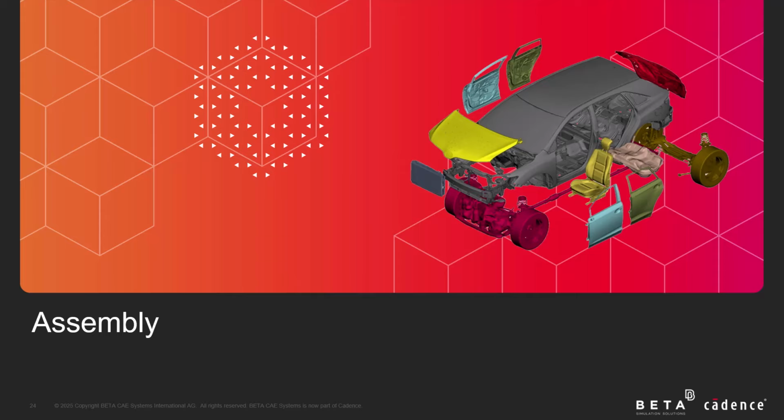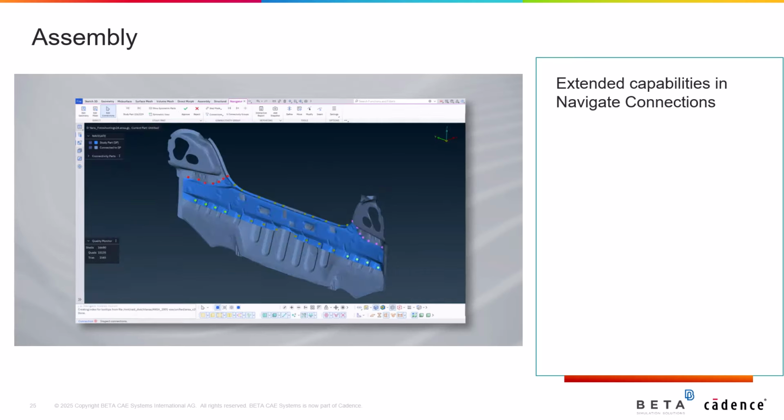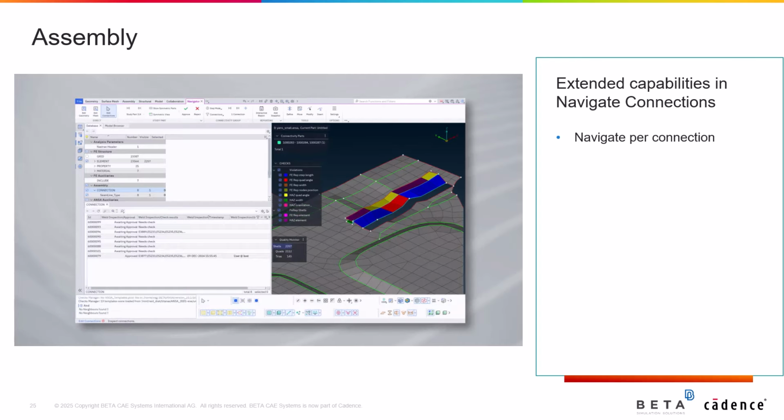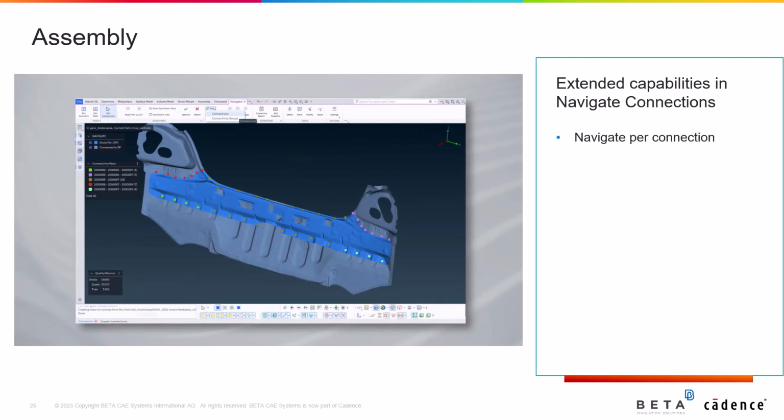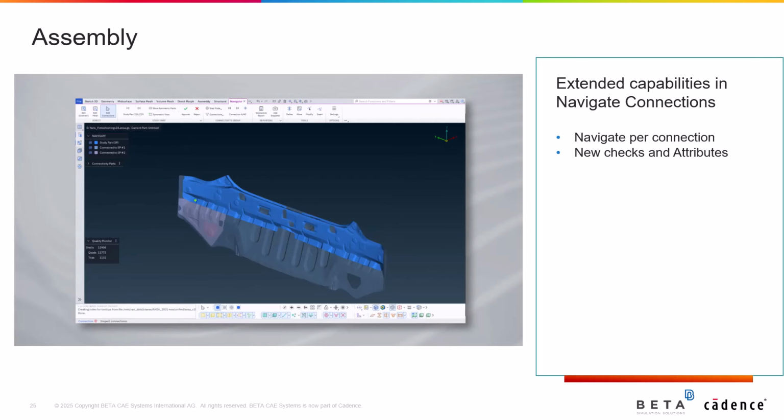Moving on to the assembly section. Let me walk you through some updates to the Navigate Connections tool. Previously, ANSA allowed navigation per steady part, but in this release, we've extended this capability to navigation per connection. This provides users with a more granular level of detail by focusing on individual connections. Along with this enhanced navigation, we've introduced new checks and attributes to offer deeper insights.